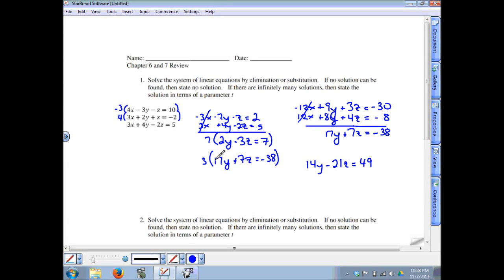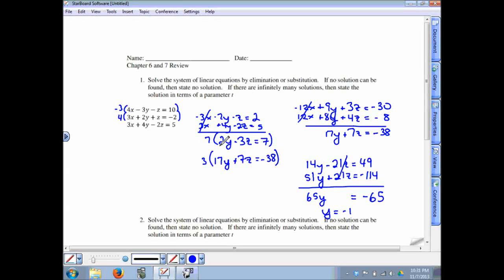3 times 17y is 51y plus 21z, and 3 times -38 is -114. So the z's cancel when we add these together. 51y plus 14y is 65y. Z's gone, and 49 minus 114 is -65. Divide both sides by 65 to get y equals -1.